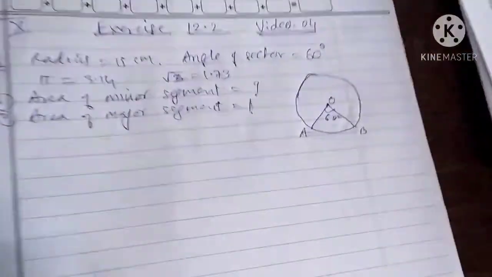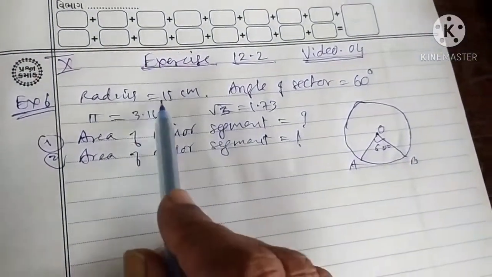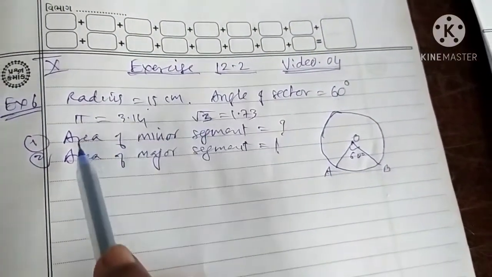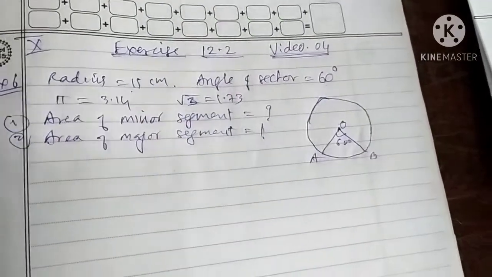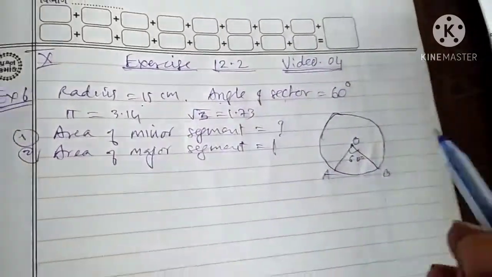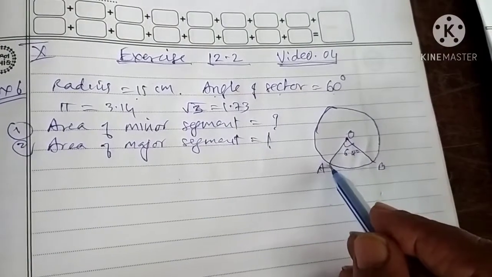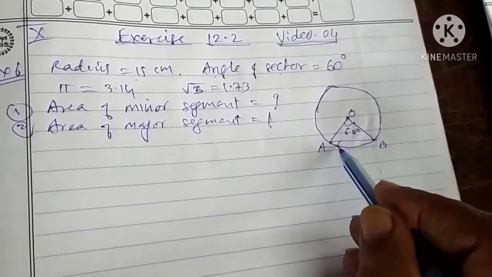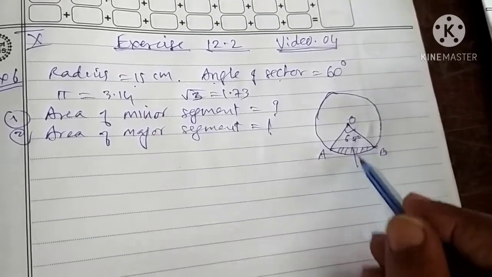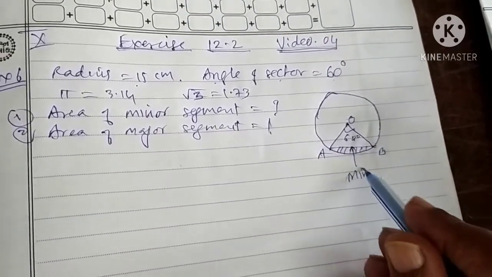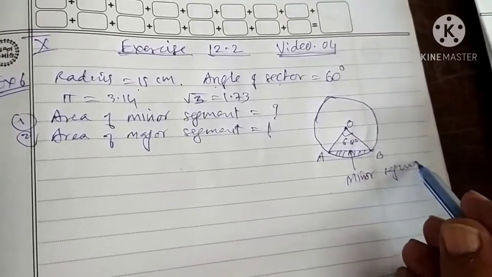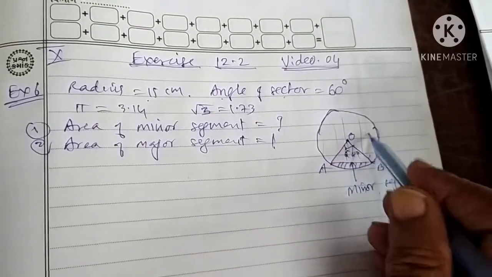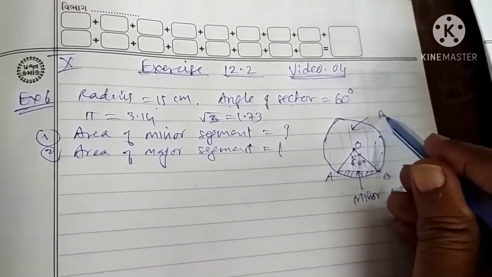Let us come back to the notebook now. I wrote the given things: 15 centimeter radius, angle of sector 60 degree, values of pi and root 3, area of minor segment. Now look at the diagram. Angle of sector 60 degree. Let us take this point A, point B. If I join AB, this shaded part is your minor segment. Yes or no? Minor segment. And the remaining part is the complete major segment.